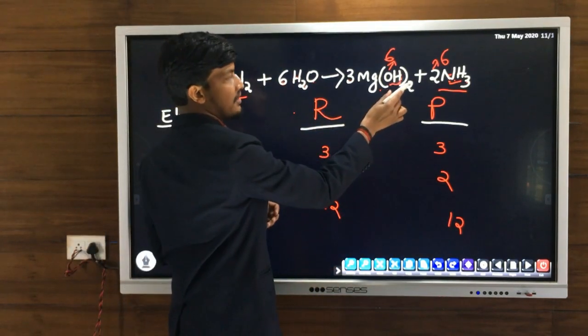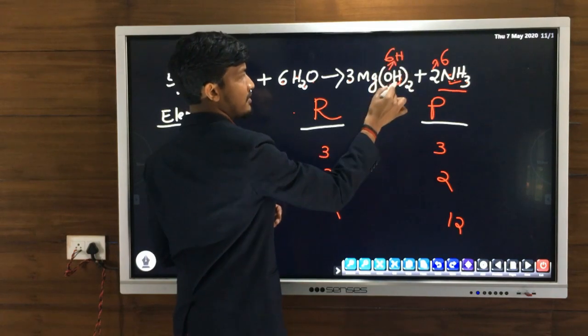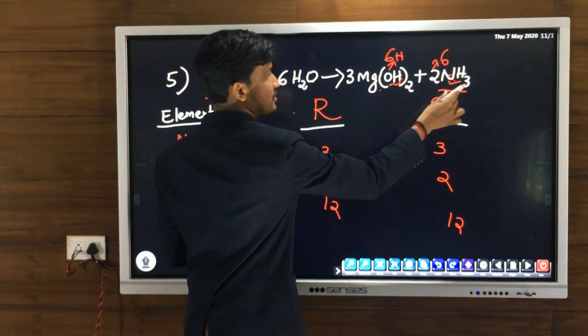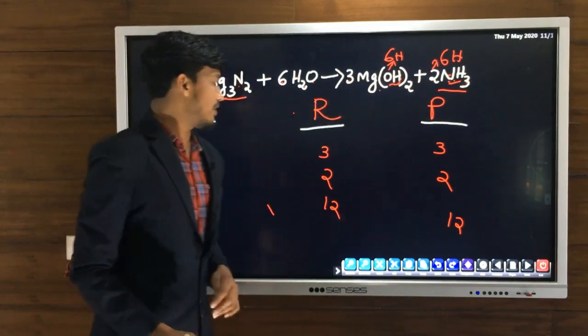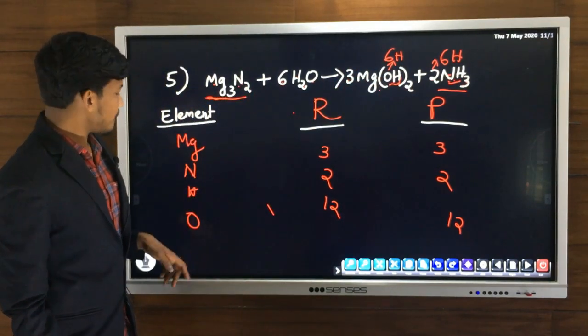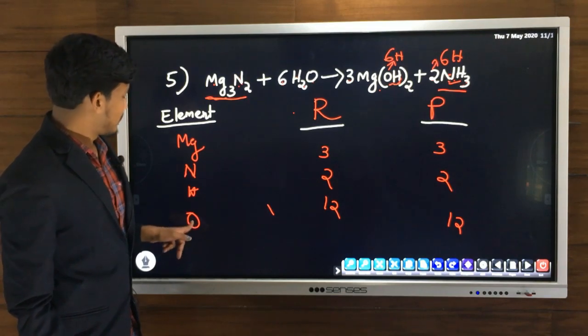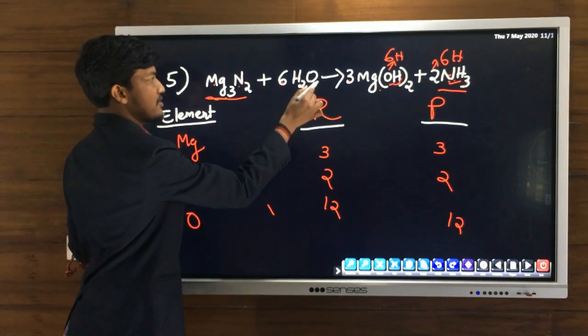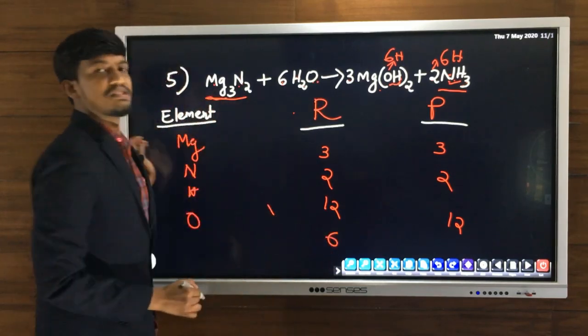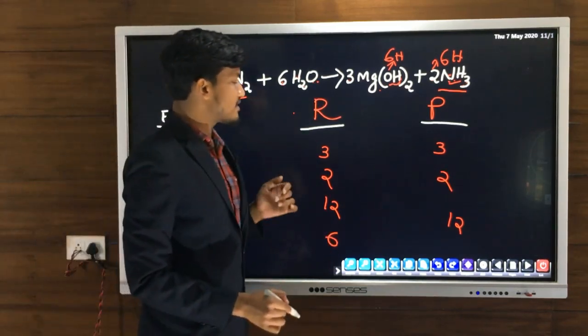3 into 1, 3. 3 into 2, 6 hydrogen from MgOH twice. 2 into 3, 6 hydrogen atoms from NH3. 6 plus 6, 12 hydrogen atoms. Now the last one, oxygen. On the reactant side, 6 into 1, 6 oxygen atoms on the left side.